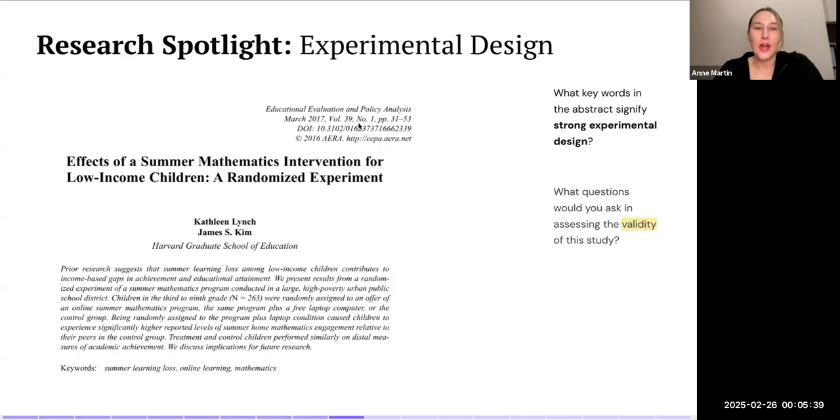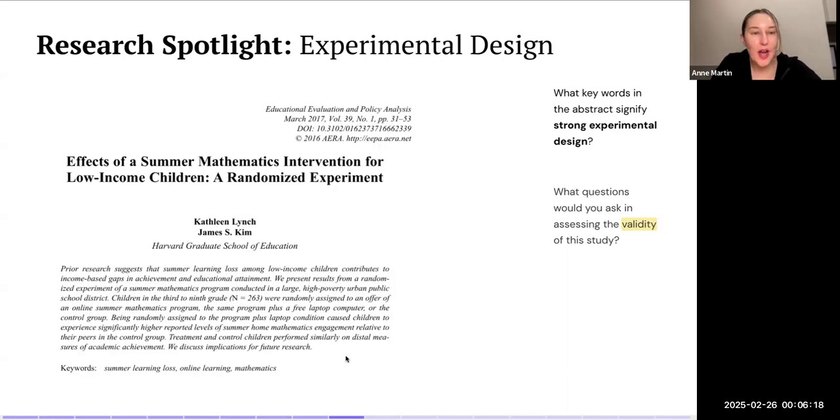So this is an article from Education Evaluation and Policy Analysis, and it is about the effects of a summer mathematics intervention for low-income children, a randomized experiment. So notice the phrasing here, the effect of, so you can tell they're looking at the relationship. You can see their variables. The summer mathematics intervention is their independent variable, and the dependent variable is assumed here, the math achievement of those students.